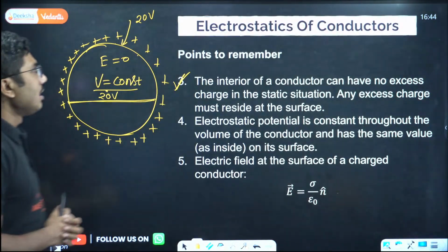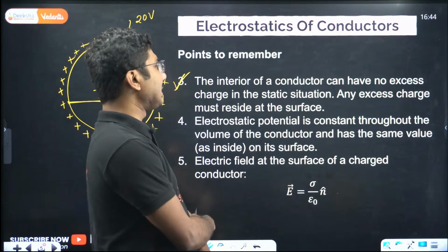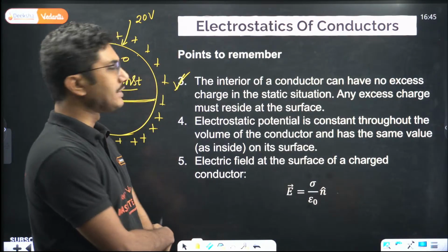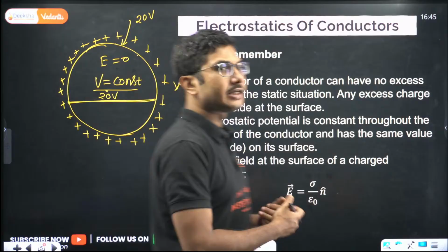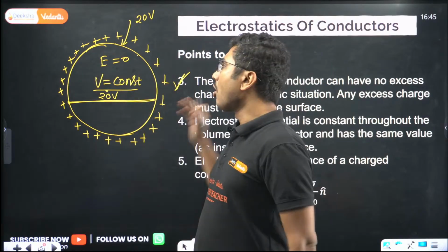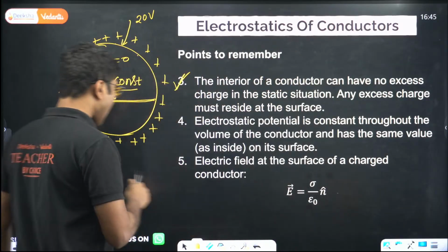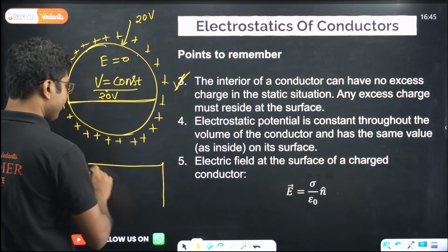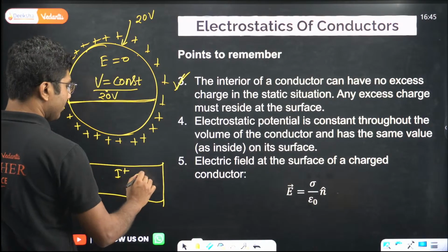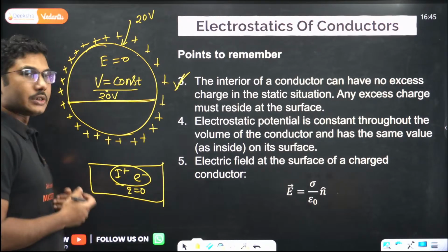Now next, the interior of a conductor can have no excess charge in the static situation. Any excess charge must reside on the surface. So what does excess charge mean? Suppose you have either removed some electrons or added some electrons. That is basically excess charge. By default, metal has equal numbers of charges, one positive ion and one negative electron, so together the total charge was 0.